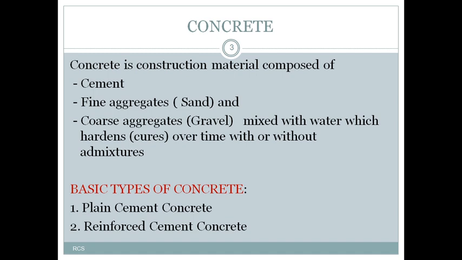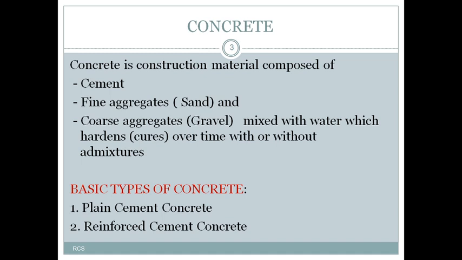Concrete is a construction material, as we know, composed of cement, fine aggregate, and coarse aggregate mixed with water, which hardens over time, with or without admixtures. Generally, we take fine aggregate as river sand and coarse aggregate as gravel. By adding all these ingredients with water, we form a mixture. After hardening, it becomes concrete.